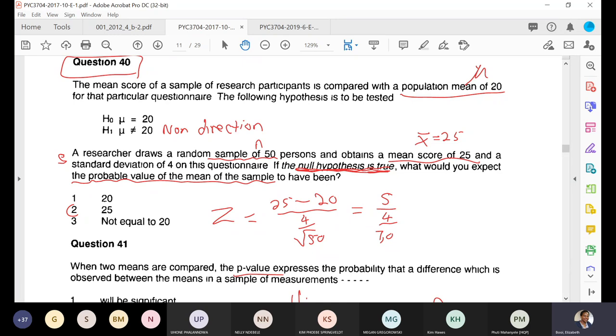But if we say our mean value is not equal to 20, therefore we're saying it can either be 25, and we know with 25 it cannot be defined. So the correct option on this one would be that it can be any of them which is not 25, because with 25 it cannot be more than 25, or it can also be not equal to 20. So therefore the answer should be option number three.